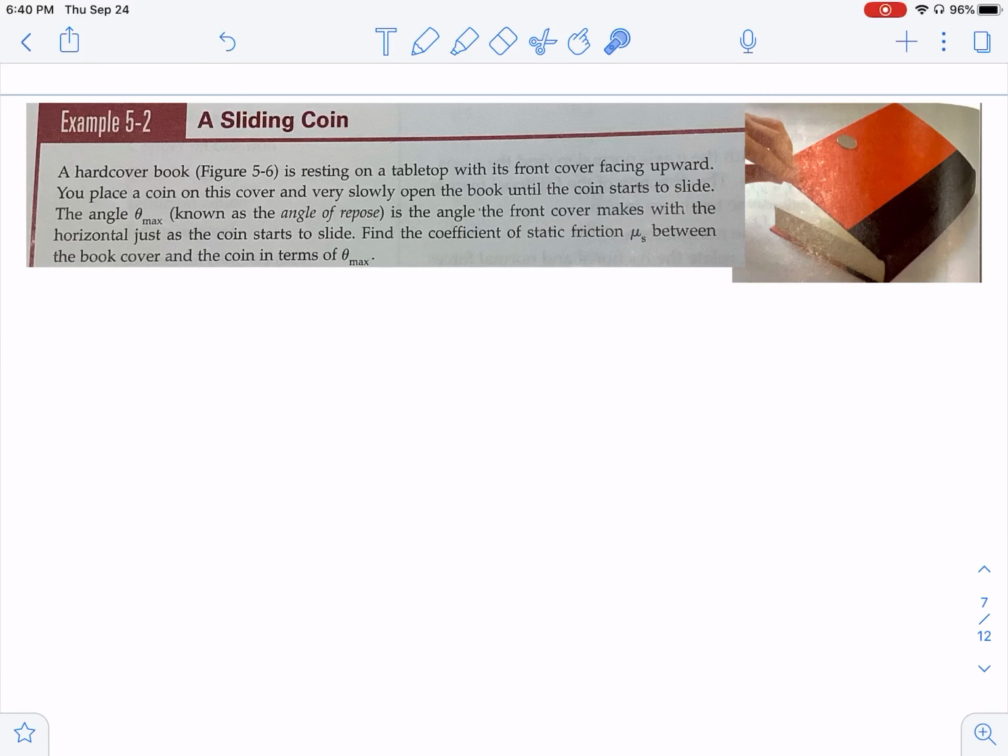You place a coin on the cover and very slowly open the book until the coin starts to slide. The angle theta max, known as the angle of repose, is the angle the front cover makes with the horizontal just as the coin starts to slide. Find the coefficient of static friction between the book cover and the coin in terms of theta max.